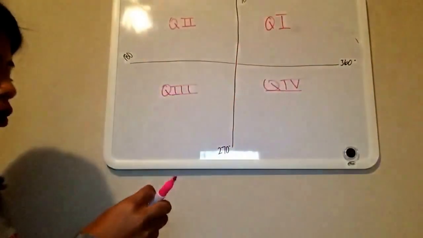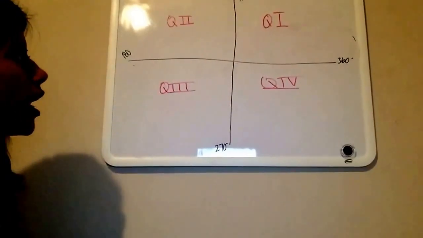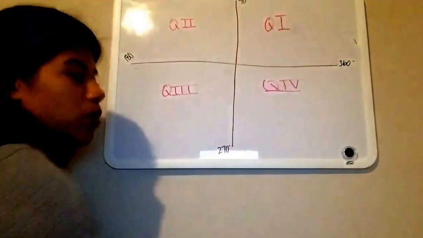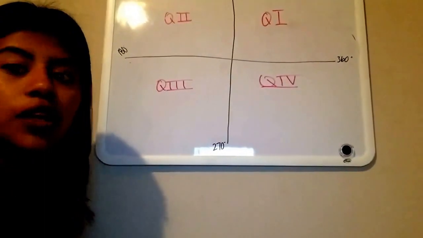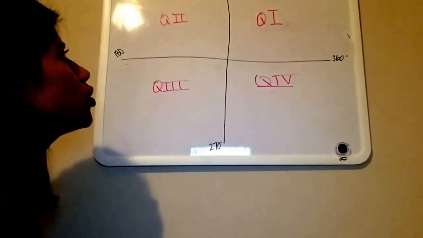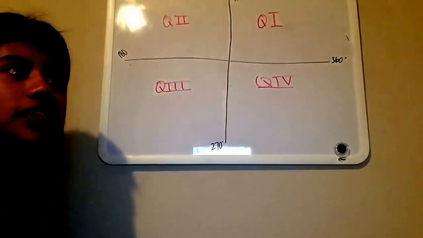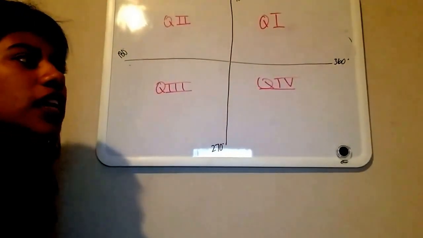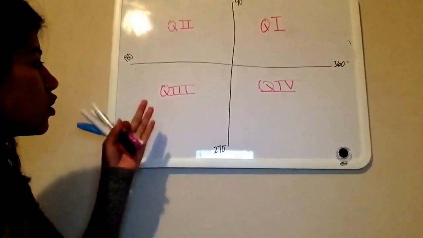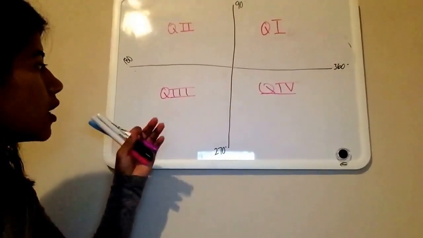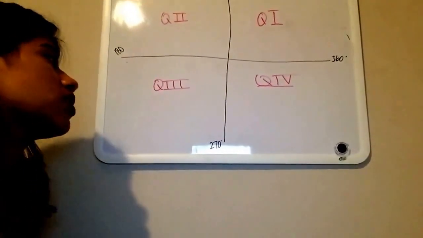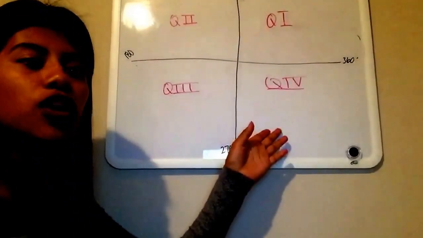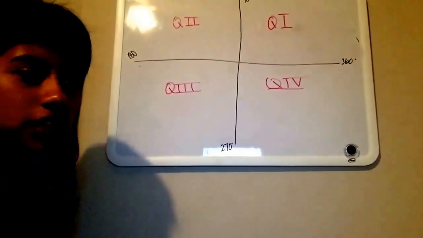One thing that you have to remember is that for quadrant 1, everything's positive. Sine, tan, cosine, they're all positive. And for quadrant 2, it's all sine. The trig function for sine is positive, except for cosine and tangent. For quadrant 3, tangent is positive and the rest are negative. For quadrant 4, it's cosine that's positive.